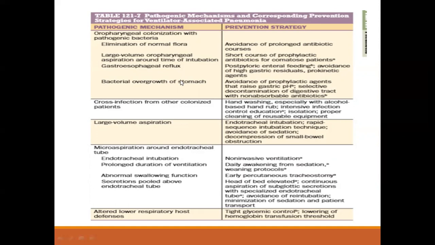In cases of oropharyngeal colonization, such as elimination of the normal flora, the strategy should be avoidance of prolonged antibiotic courses. So this table shows us the pathogenic mechanisms and how to prevent these cases.